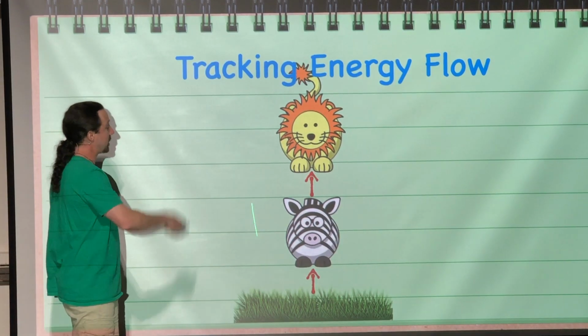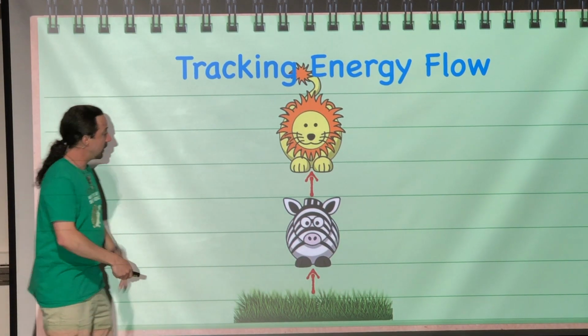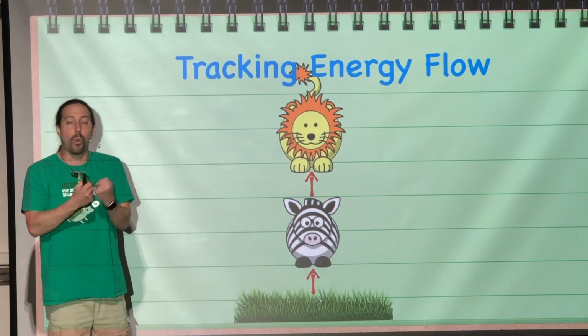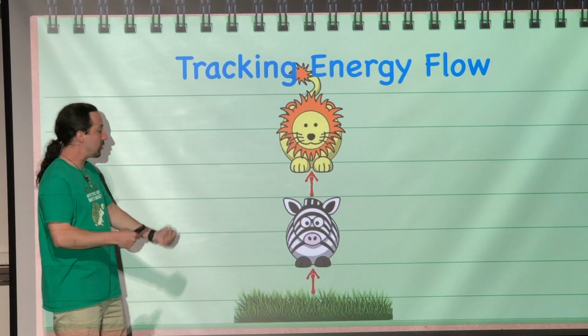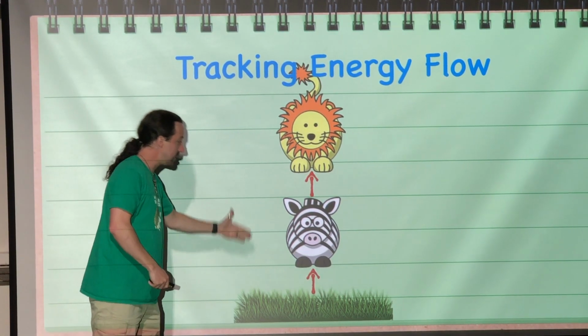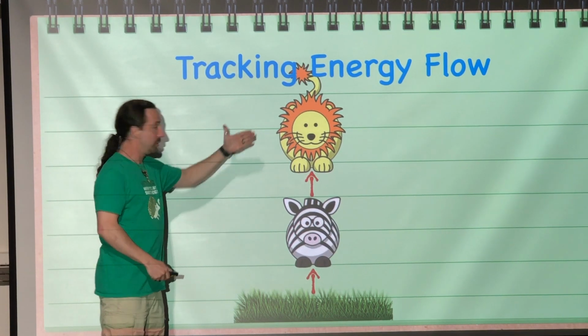And this particular diagram, with the sun removed and everything, this is called a food chain. We are looking at one specific way that energy can move in an ecosystem. The energy can move from the grass to a zebra and from zebra to a lion.